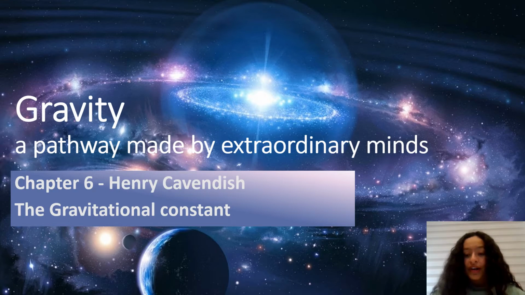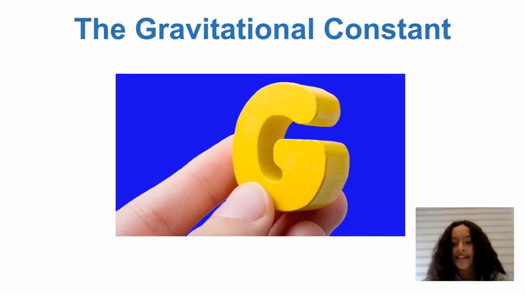Today, we are going to talk about Henry Cavendish and the gravitational constant. So, let's start. The gravitational constant. The constant of proportionality G is the gravitational constant. Newton knew that G must exist in his formula, but he was not able to calculate the value.